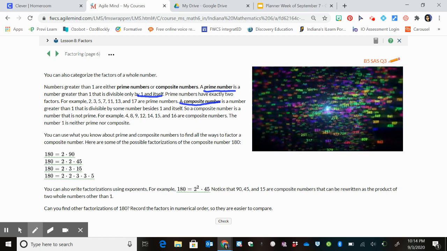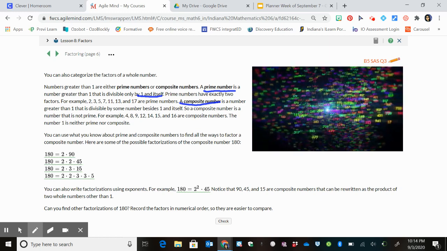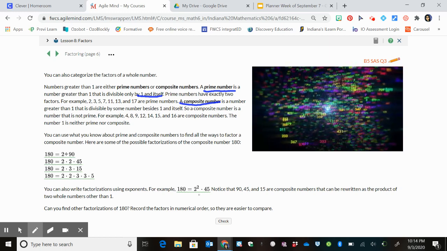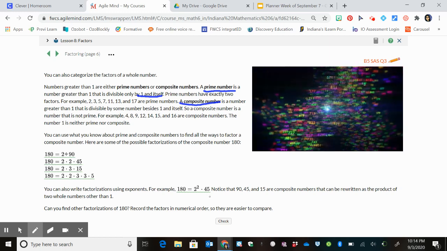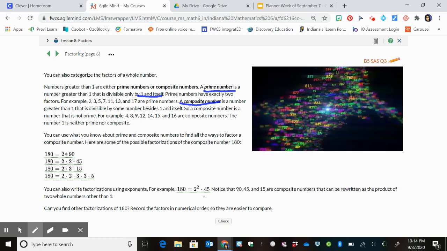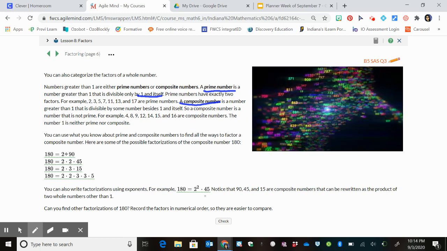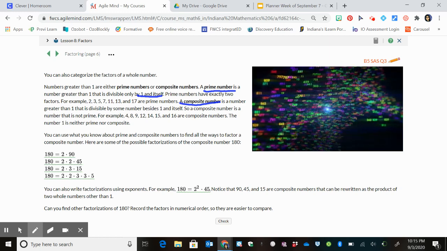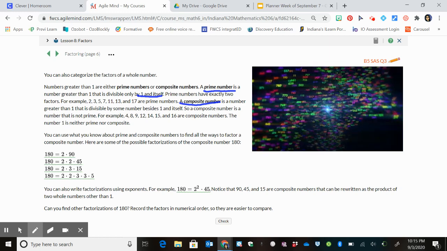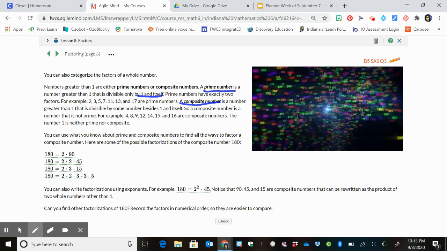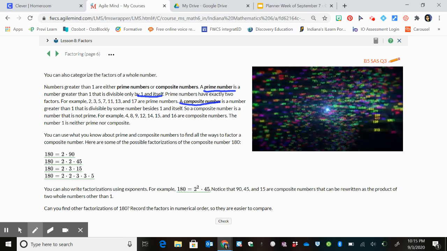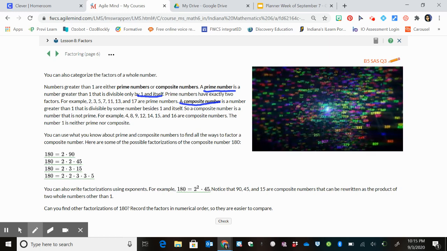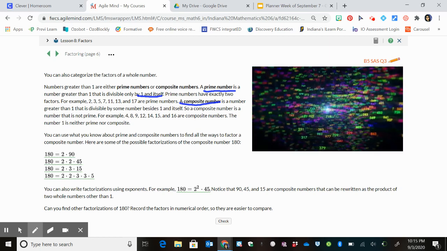You can also write factorizations using exponents. For example, 180 is equal to 2 to the power of 2 times 45. Now notice that 45 is still composite, so we could break this down even more into prime numbers to get more exponents to make our exponential expression. Can you find other factorizations of 180? Record the factors in numerical order so they are easier to compare.